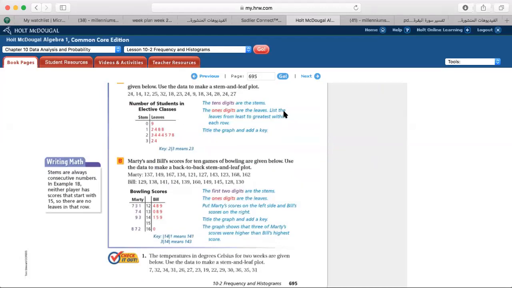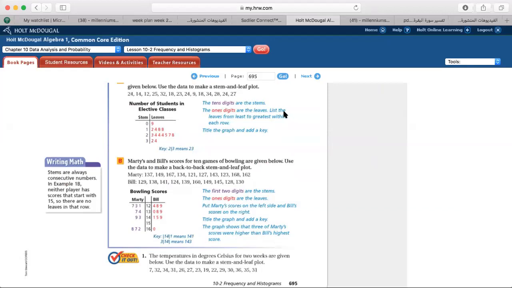And there is a back-to-back stem and leaf plot, where we put the stem in the middle and we make back-to-back leaves. In this case, we have two keys that we write to show how we write the leaves. Okay, girls, I want you to focus on that.